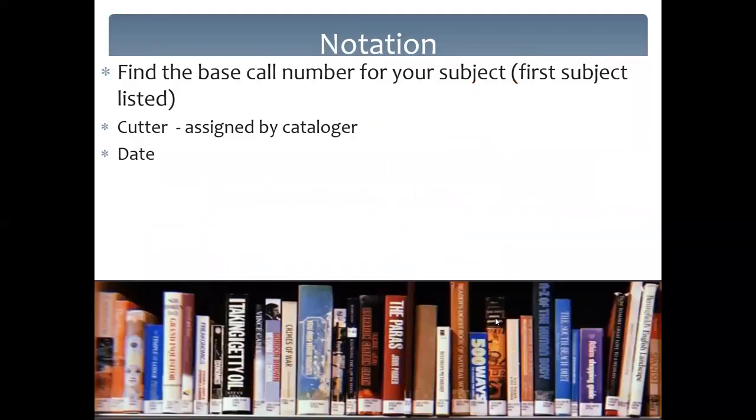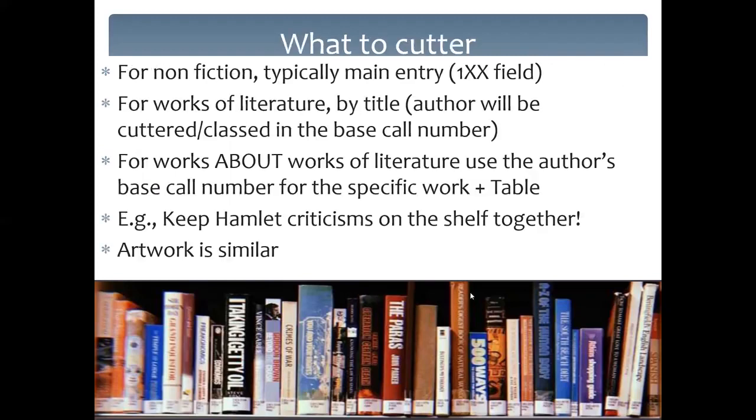So find the base call number for your subject. That is the first subject heading that's listed in your record. And then the cutter would be assigned by the call number. If you're copy cataloging, you will already see this information in the record, but what you may need to do is check and review it, especially as we talk about some of the scenarios and situations today, because some of these get missed all the time. So knowing what to look for is going to help you in terms of making sure that the materials and resources you have in your collection sit together as they should on the shelf.